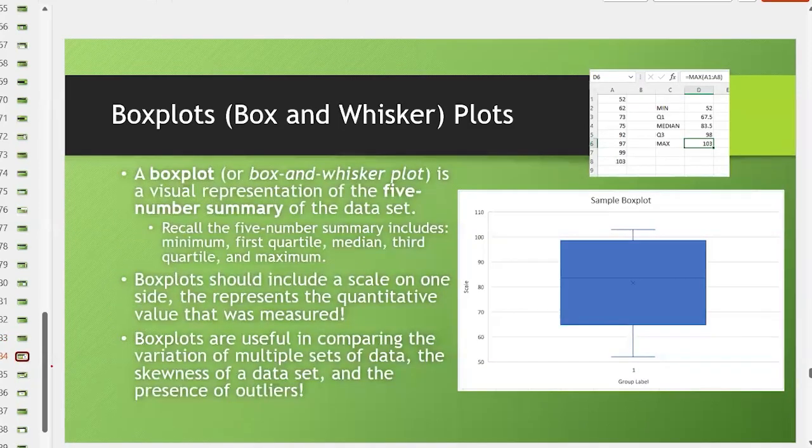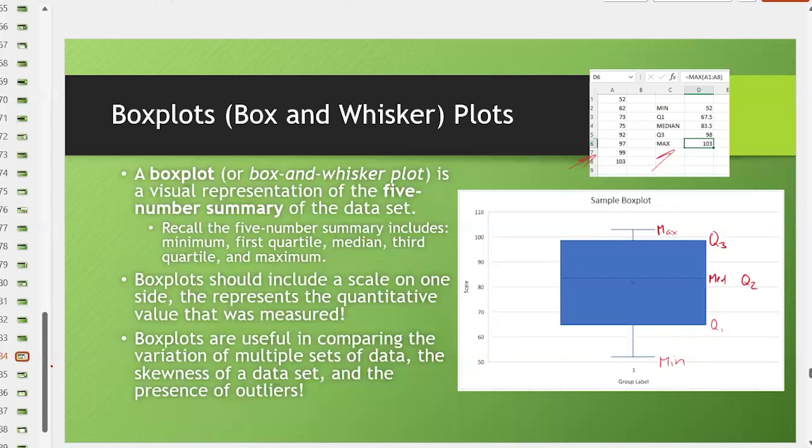Okay, so this is what a box plot looks like. This is just from the sample data that I've been using in all of the other examples, the ones that you saw when I mentioned the 5-number summary. It is a visual representation of the 5-number summary. We have lines at the minimum, the first quartile, the median, and sometimes you might see this as Q2, the third quartile, and the maximum.